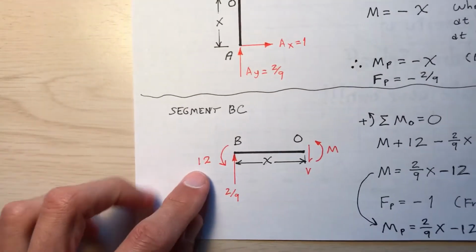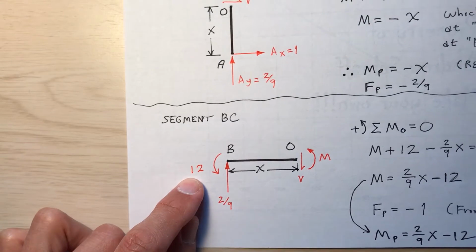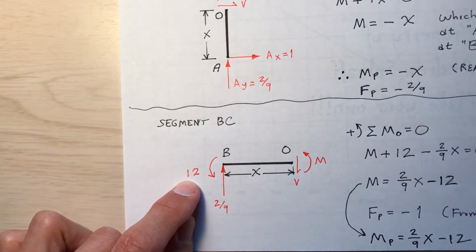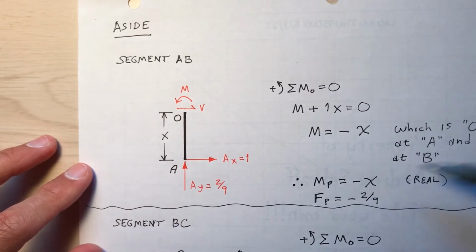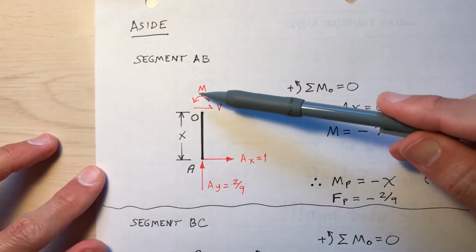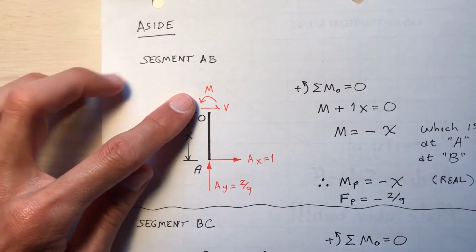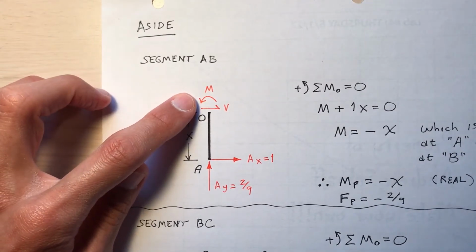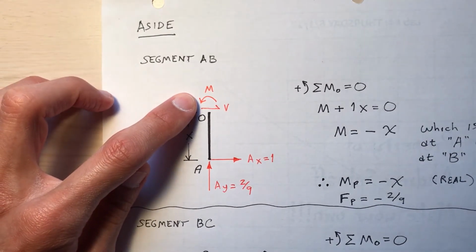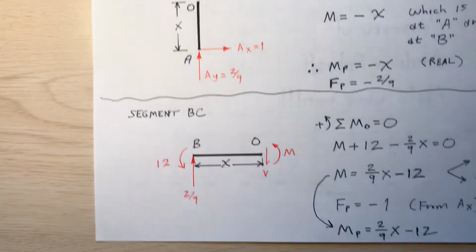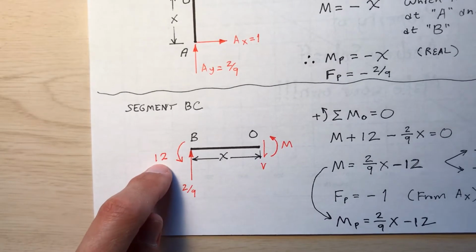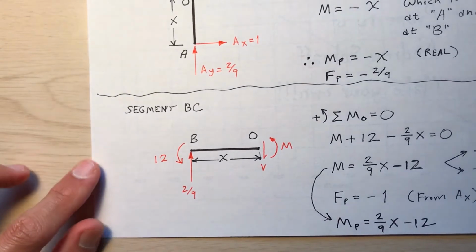Do you know why I'm showing the 12 in a counterclockwise direction? Equal and opposite. When I analyzed segment AB, I found that M sub P was negative 12 at the top, meaning that I'm showing it going counterclockwise, but it actually goes clockwise. So where it meets BC, it has to go in the other direction. Think about it, and make sure you know why I'm showing it in the direction that I'm showing it.